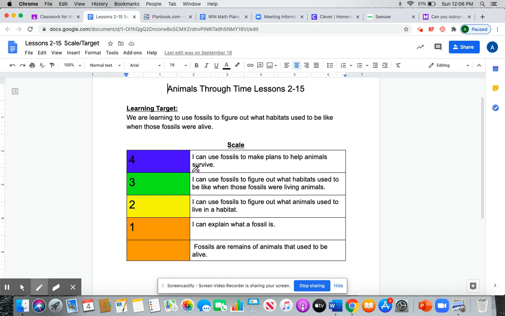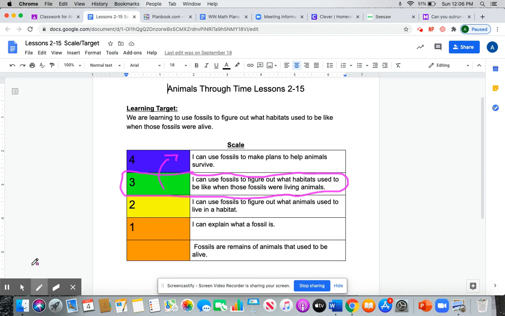All right, so we are working towards this target, right? I think for the most part, we're here already. We're just trying to strengthen our skills. And then maybe we could even work on getting to this above level target, where we are learning to use fossils to figure out what habitats used to be like when those fossils were alive. And then maybe we could even use fossils to make plans to help animals survive in their habitats.